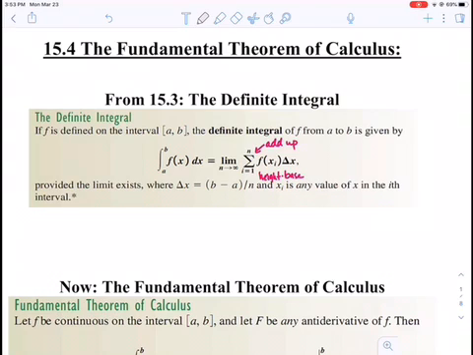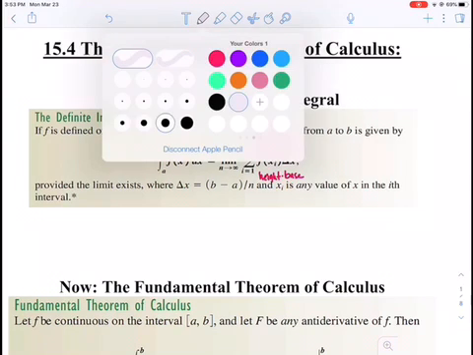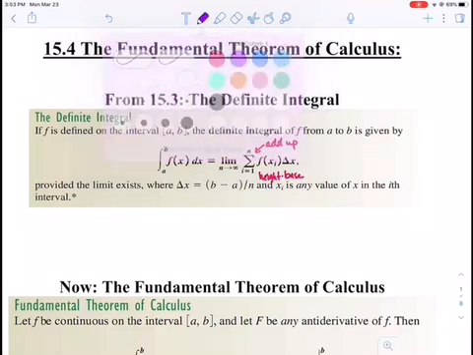Okay, so in 15.3, we talked about how we can estimate the area underneath the curve using rectangles. We figured out what the base was, we figured out what the height was of each rectangle, and we did base times height, base times height, base times height, and we added them all together. Unfortunately, though, that was just an estimate because some of our rectangles were above the curve, some of them were below the curve, and it wasn't very exact.